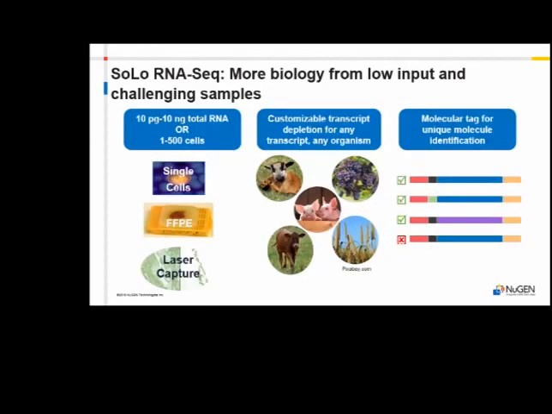Now I'd like to talk about the solo system in a little bit more detail. This system is for lower input samples as well as degraded material, anywhere from 10 picogram to 10 nanogram of total RNA, or 1 to 500 cells, and we include a direct cell lysis workflow in this kit, so cells can be sorted or used from laser capture directly into the buffer and processed through the kit.